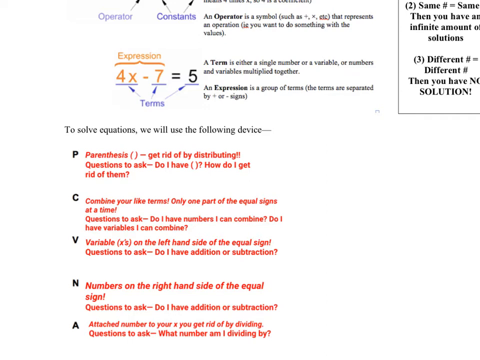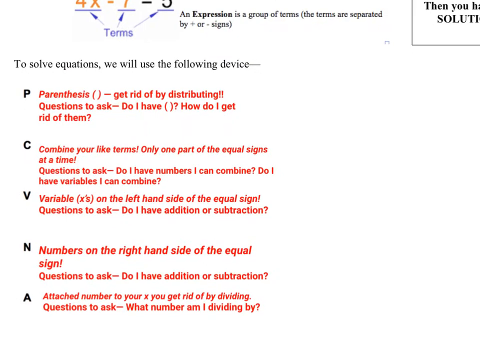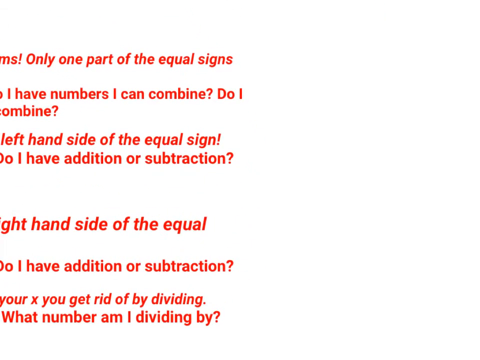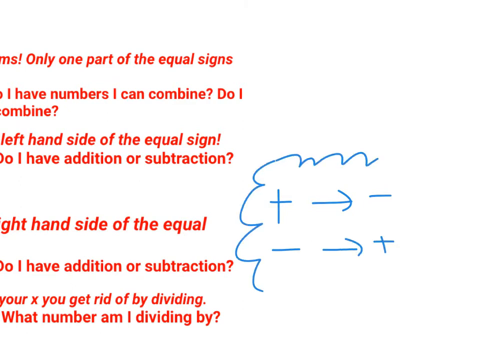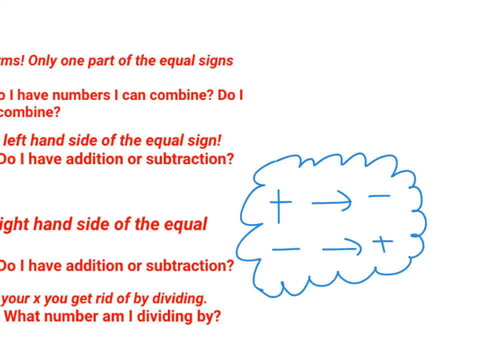The questions you need to ask yourself for both the variables and the numbers are, do I have addition or subtraction? So one thing that I would draw on your papers, I remember because I would come over to you, each and every single one of you, and I would ask you, what does positive turn into? Well, positive turns into minus. What does a minus turn into? Yep, minus turns into a positive. And I would have you draw that on all your papers. That way you knew to use your inverse operations, okay?